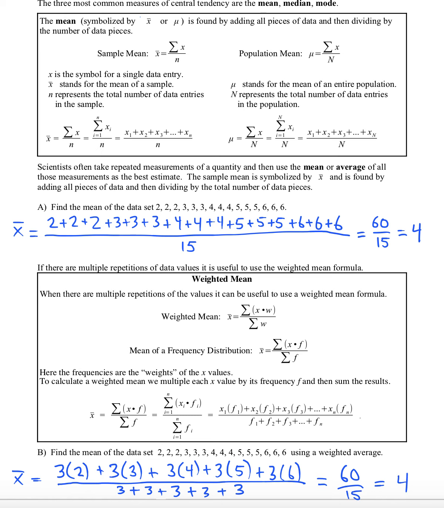But you can imagine that if we had a large number of data pieces where there were multiple repetitions of the same number, then this technique would be really useful.